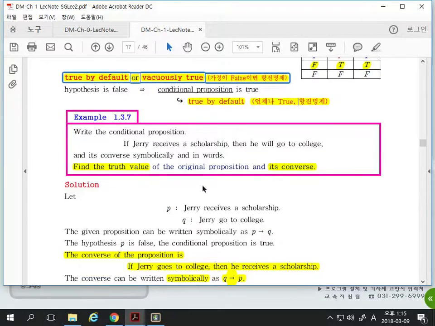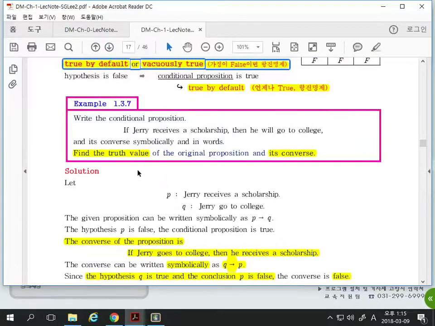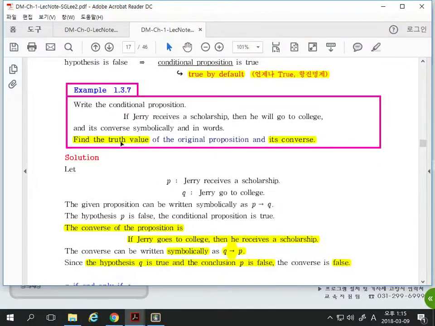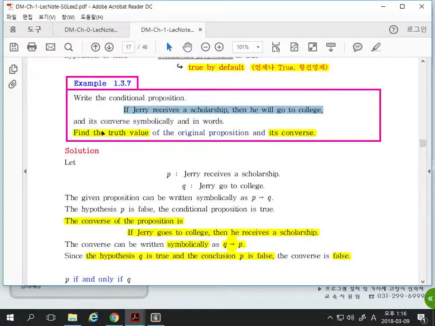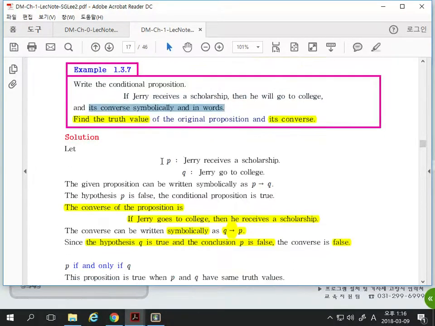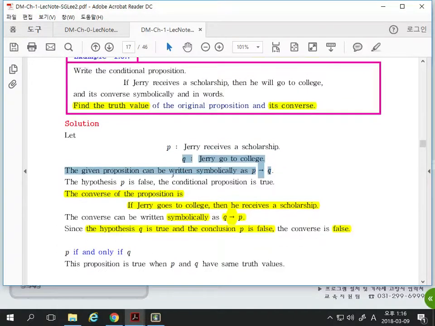the right hypothesis. Next example: find the truth value of the original proposition and its converse. If Jerry receives a scholarship, then he will go to college. And its converse, simply in your words. So P, the hypothesis, is Jerry receives a scholarship, and the conclusion is Jerry goes to college.